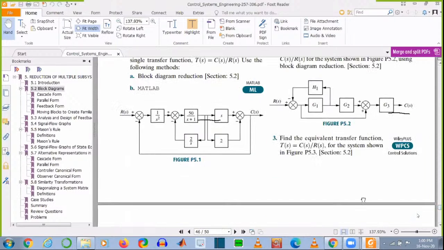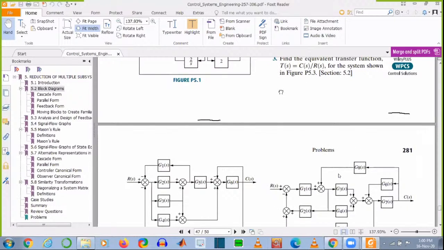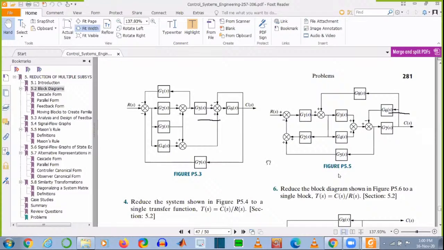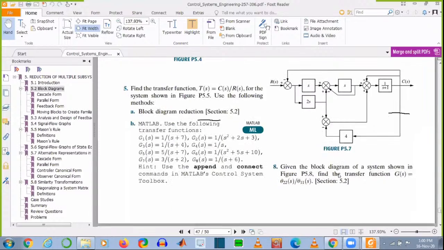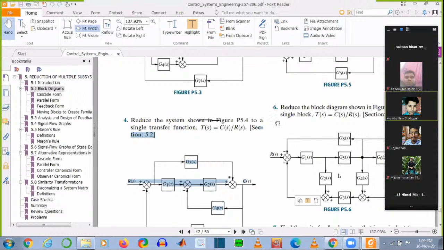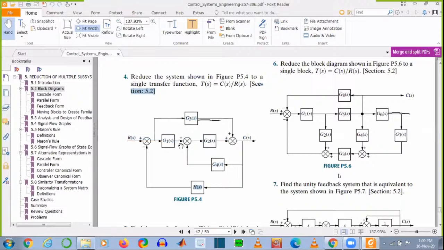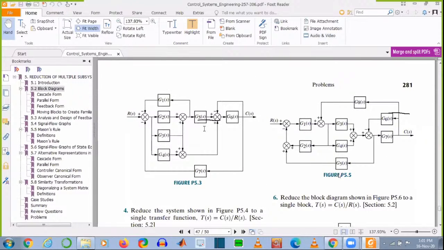So in the exercise you can see there are some block diagrams. Problem number 2, you can solve that. Problem 3, solve it. Problem 4, solve it. Problem 5. Problems 3, 4, 5, solve these circuits. This is the fourth circuit. This is the third. Problem 3 circuit. Solve only 4.